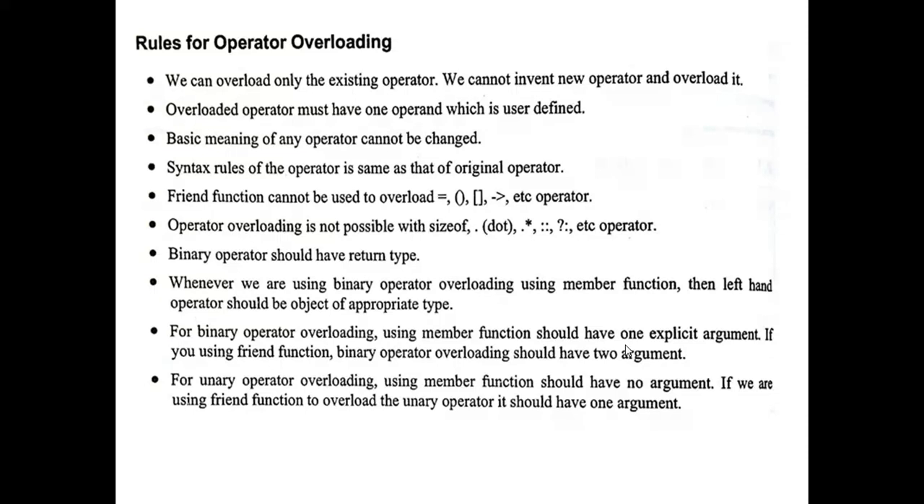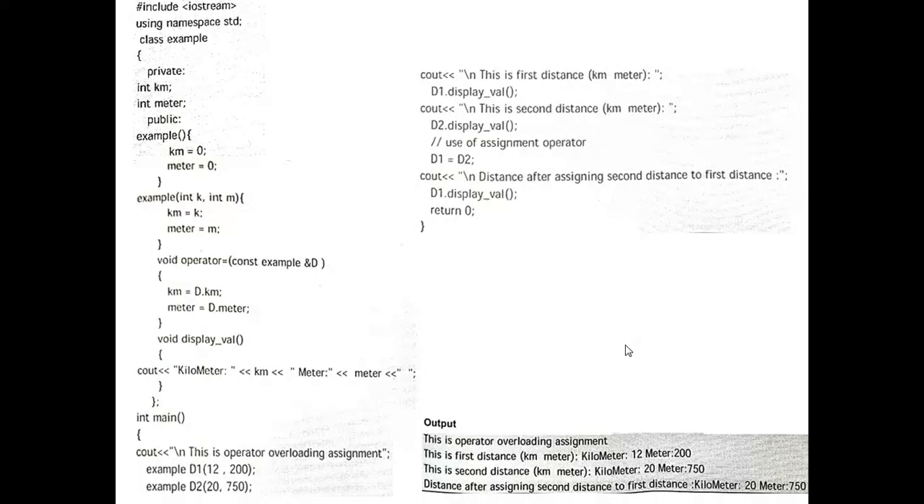In that, you can see that the Example constructor is a non-parameterized constructor. Therefore, we are giving the values of kilometer and meter as 0. Afterwards, we have written another constructor with the name Example, which is a parameterized constructor where we are passing two parameters, int k and int m, and the values of k and m are transferred into kilometer and meter in this constructor.